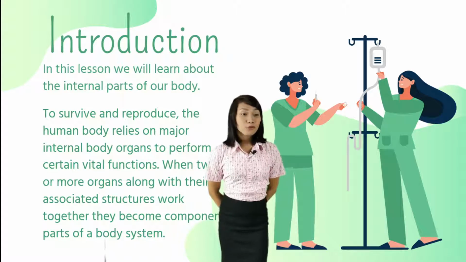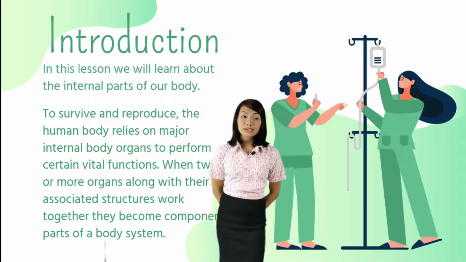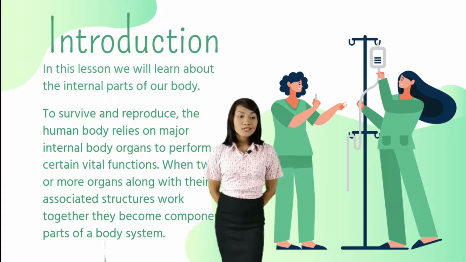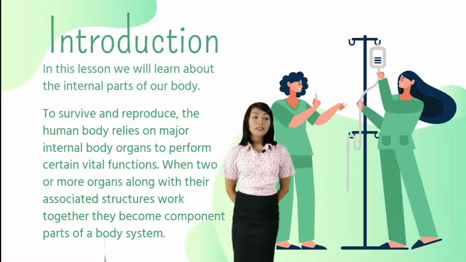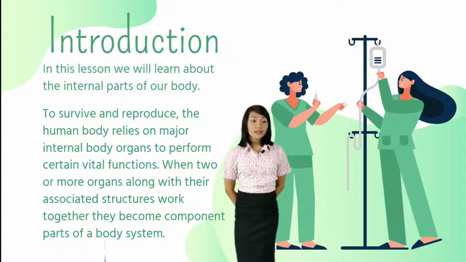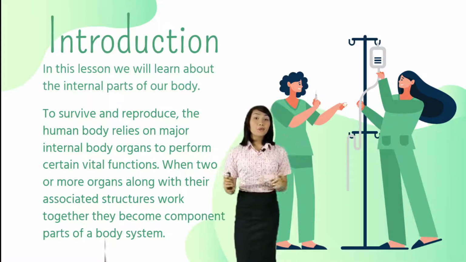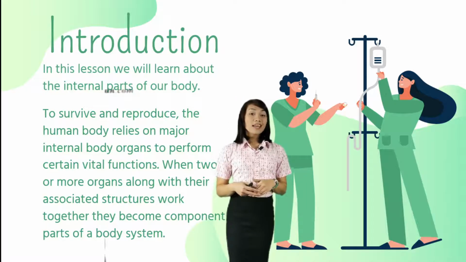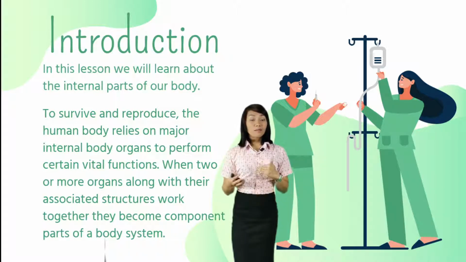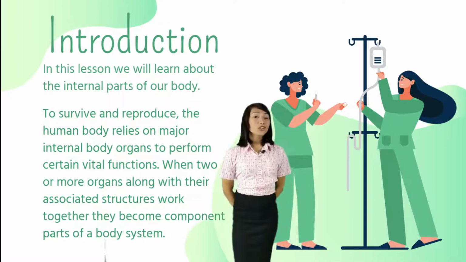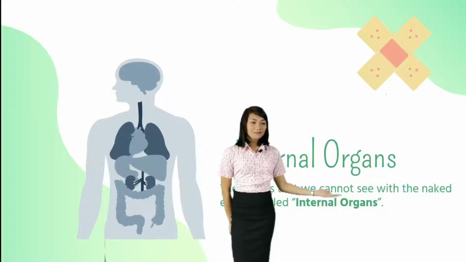To survive and reproduce, the human body relies on major internal body organs to perform certain vital functions. When two or more organs along with their associated structures work together, they become component parts of our body systems. So basically, internal body organs help our body to communicate with our nerves, with our everyday living. Internal organs also make our body work every day. All right, now let's begin.